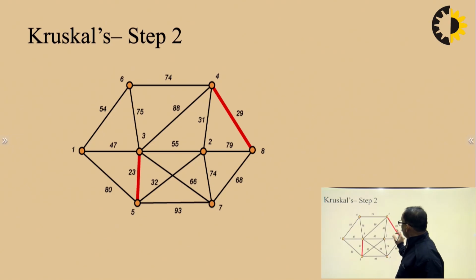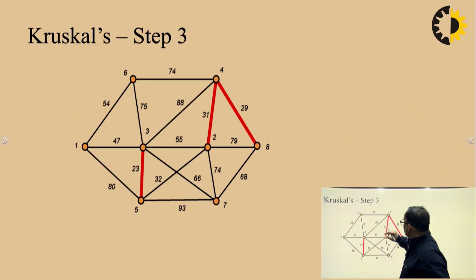Now, after this, we will select the next minimum weight edge. So the next minimum will be 31. This edge will be included, shown in red color, in the minimum spanning tree. Now again, we select the next minimum weight edge. So we have 74, 54, 75, 88, 47, 80, 32. The next minimum is 32, so this edge, which connects node 5 and node 2, will be included in the minimum spanning tree.